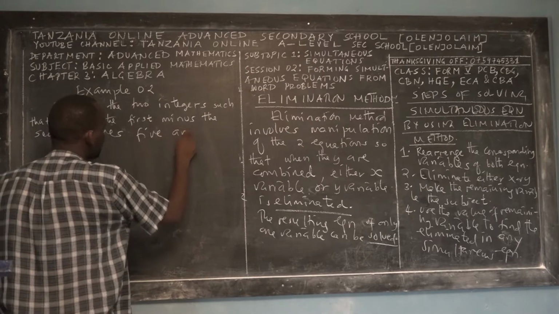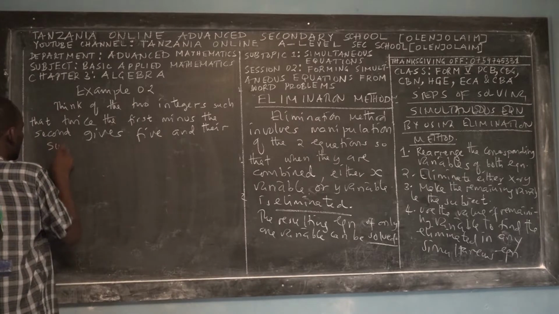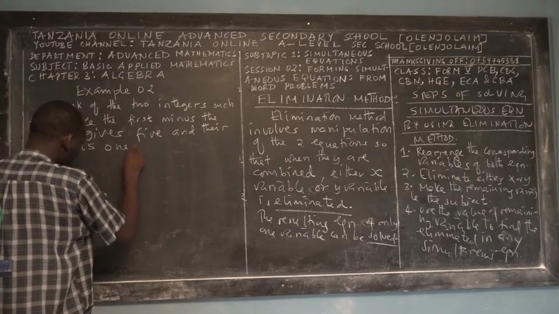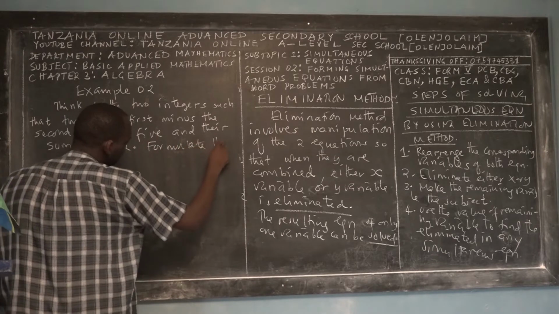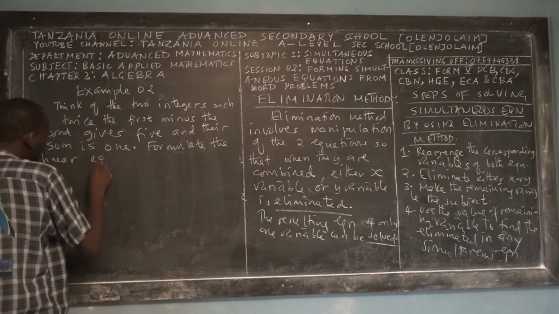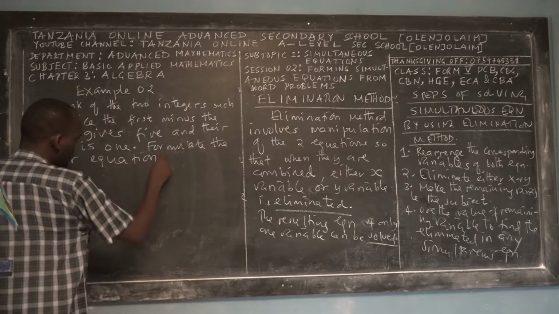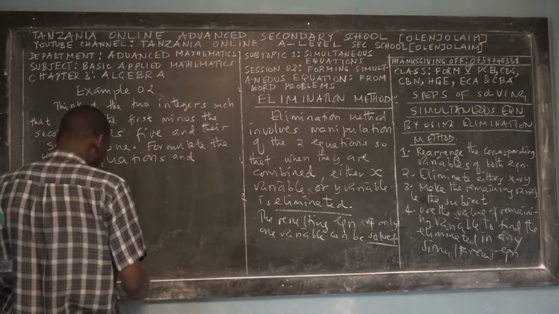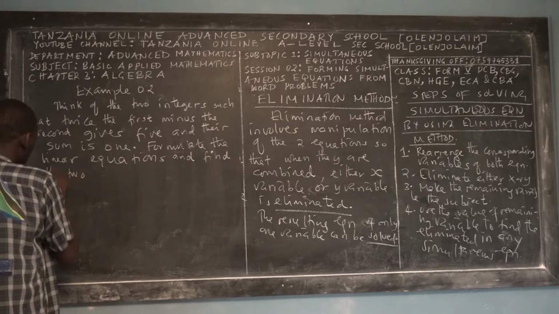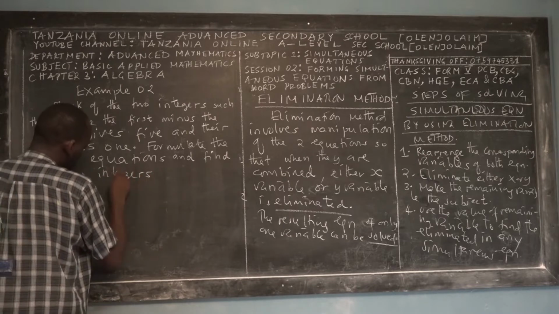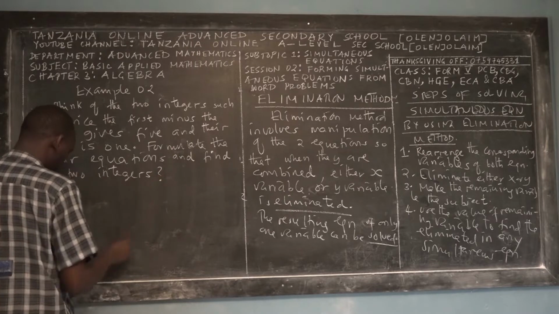And their sum is 1. So now we are forming simultaneous equations from a word problem. Formulate the linear equations and find the two integers.